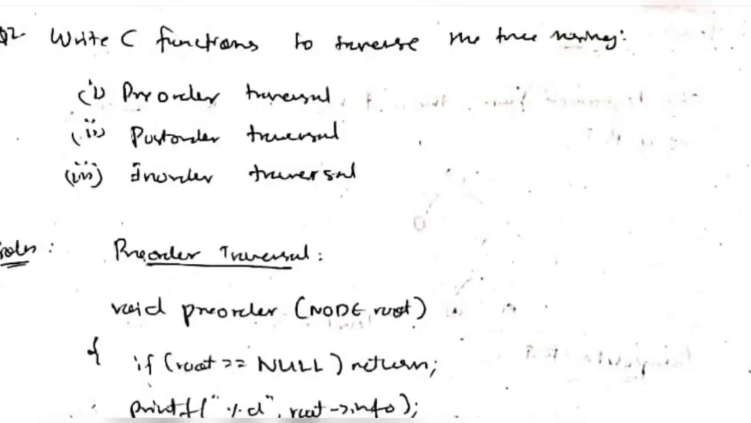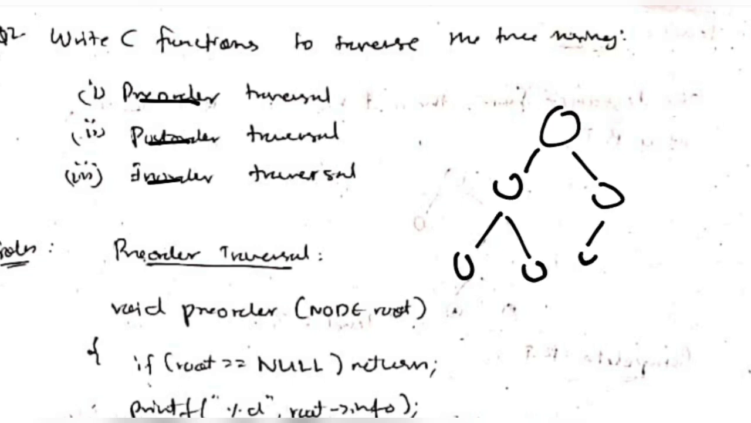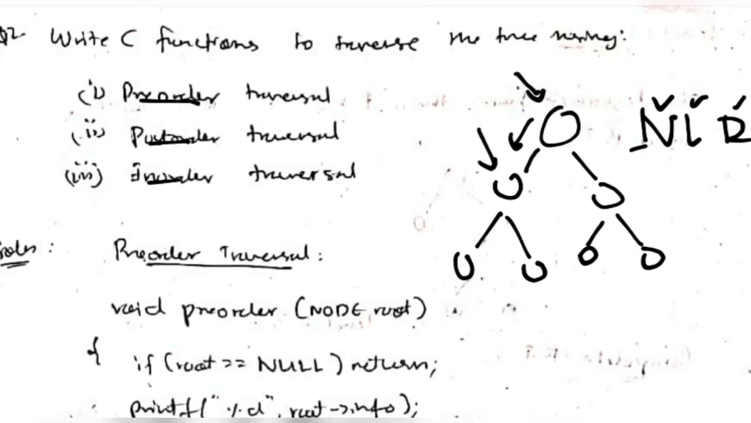Write C functions to traverse the tree using pre-order, post-order and in-order traversal. Suppose that this is the tree, and we have to travel it using pre-order first. For pre-order remember it is N, L, R: N means node, L means left and R means right. We will start from here and print this node, then move to left, print this node, move to left, print this node, then see if left is there or not, then whether right is there or not.